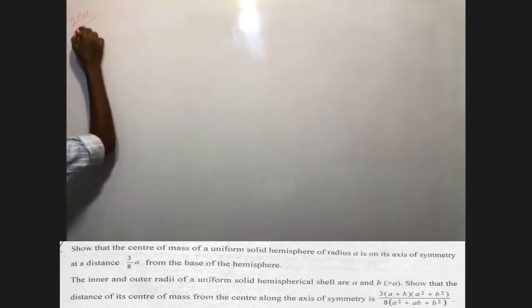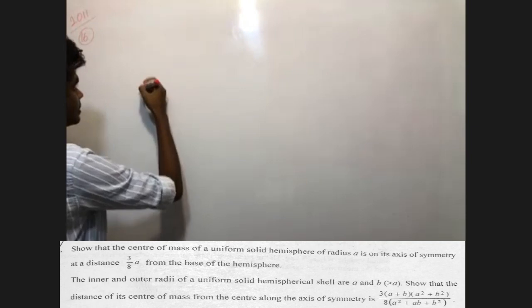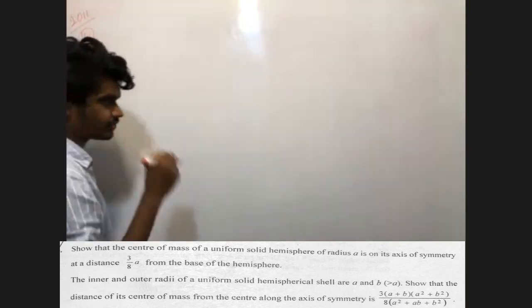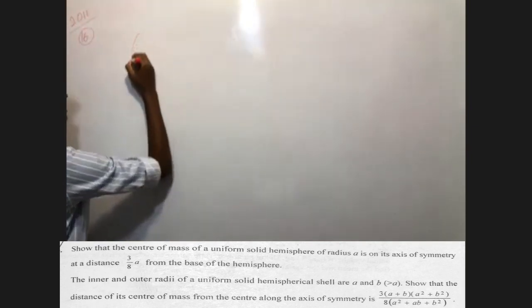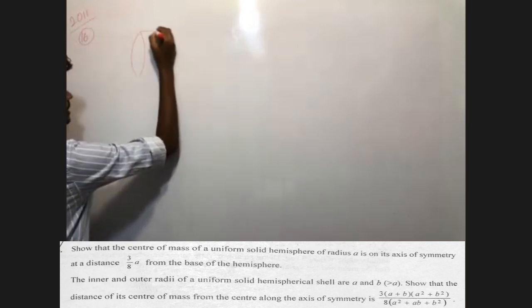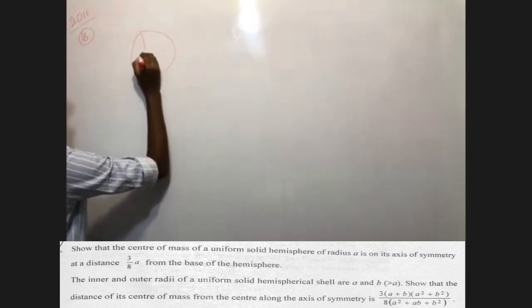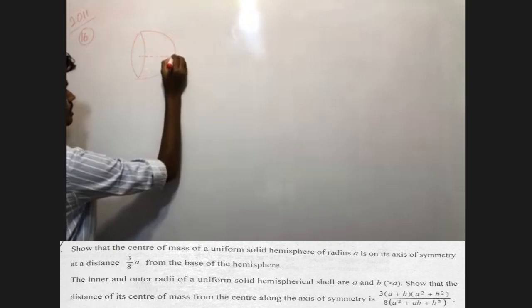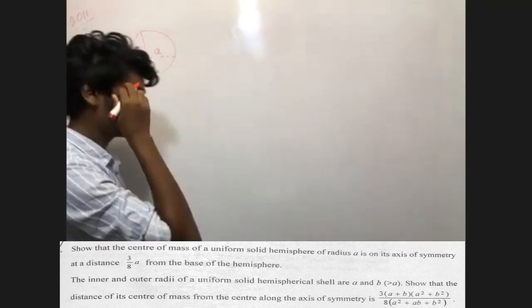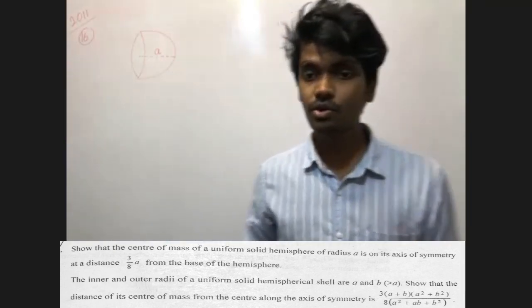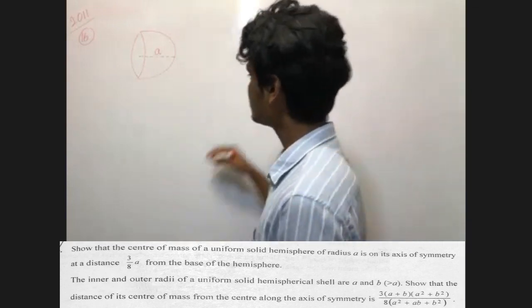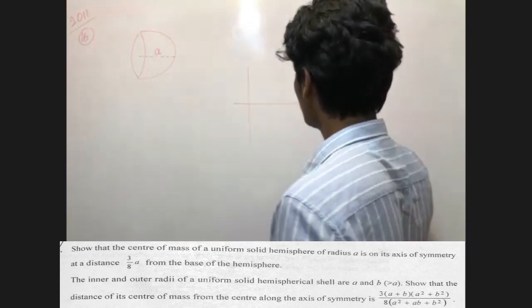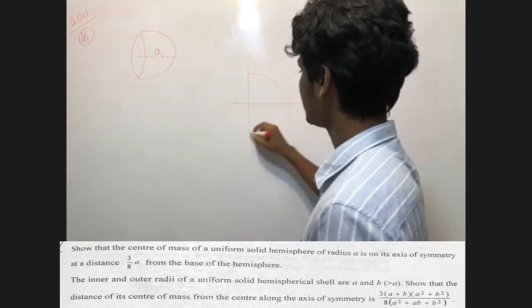This is a 2011 16th question. They are asking the center of gravity of a solid hemisphere, right? A solid hemisphere of radius A. So to do this, what should we do? I'm not going to do this in full because we have already done these things in theory.